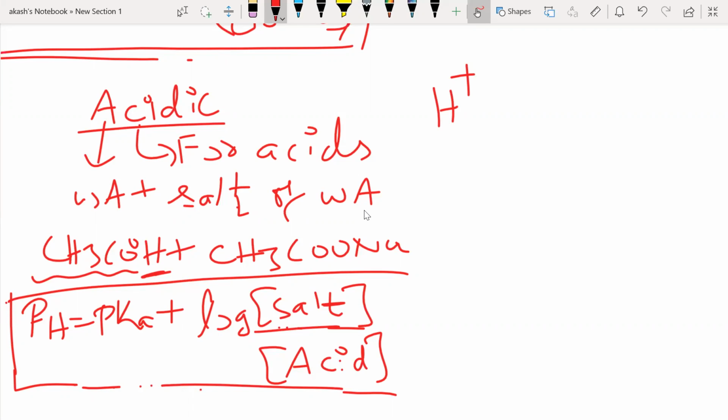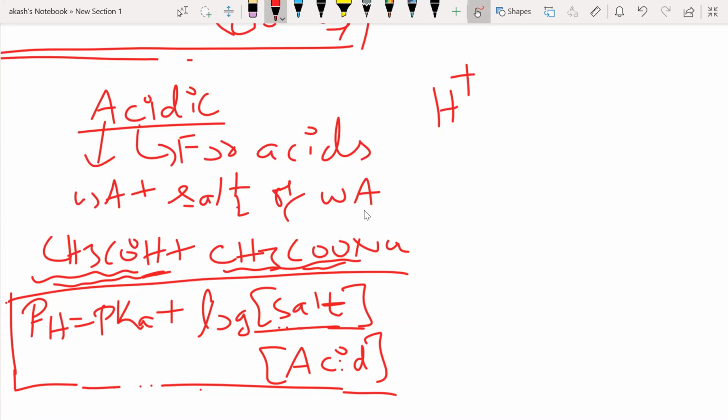Now what you see here is I have CH3COO minus. For example, if I take this, CH3COO minus is going to be there. Now you see CH3COOH is a strong acid, right?